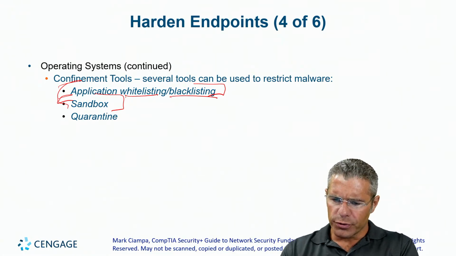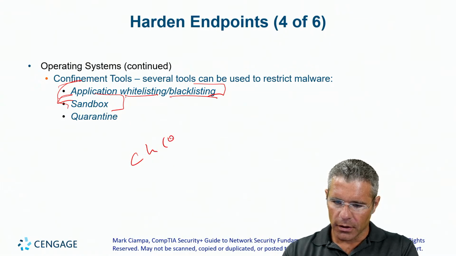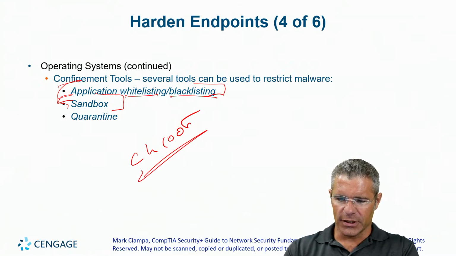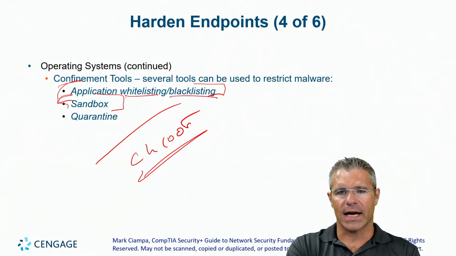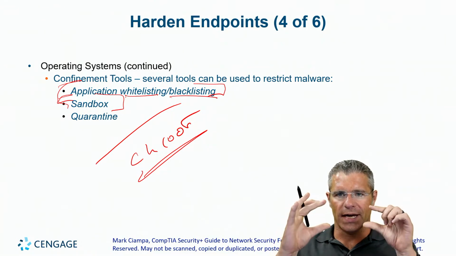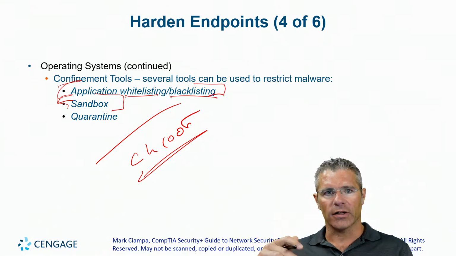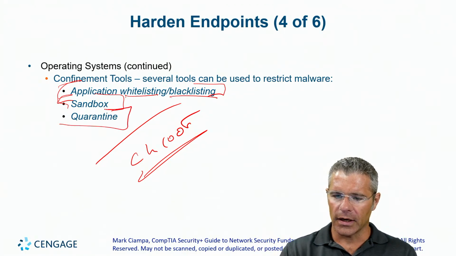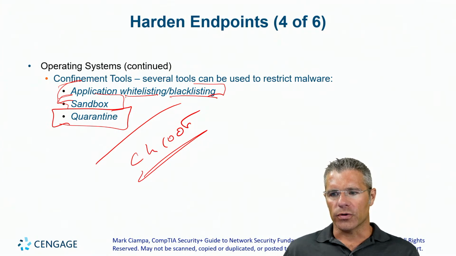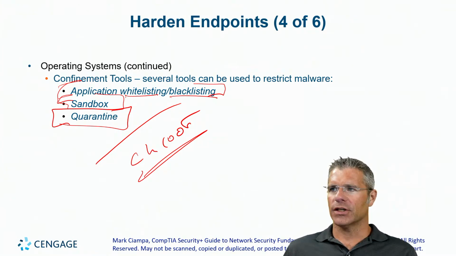You also have the ability to sandbox applications inside of Windows and other operating systems that will prevent them from getting out. Chroot is a utility that's been in Unix since the olden days that forces an application to only have access to certain parts of the file system. And quarantining files that Windows thinks are suspicious is a thing you can do.